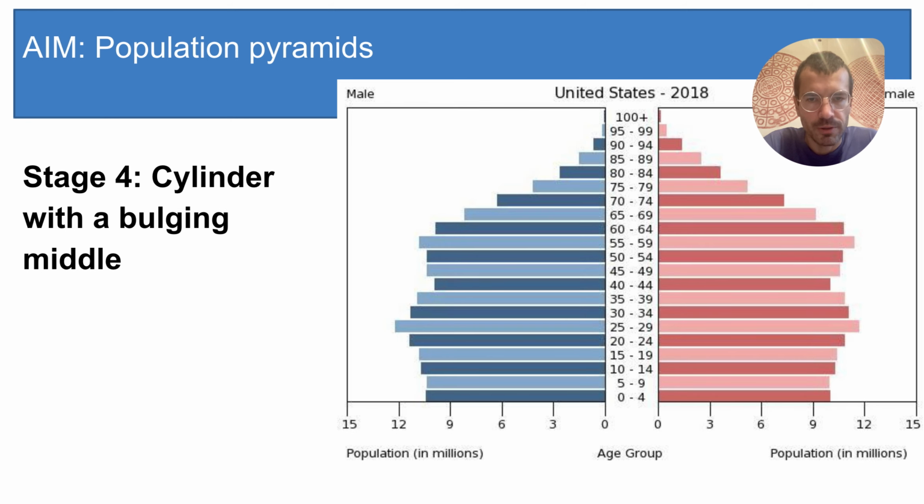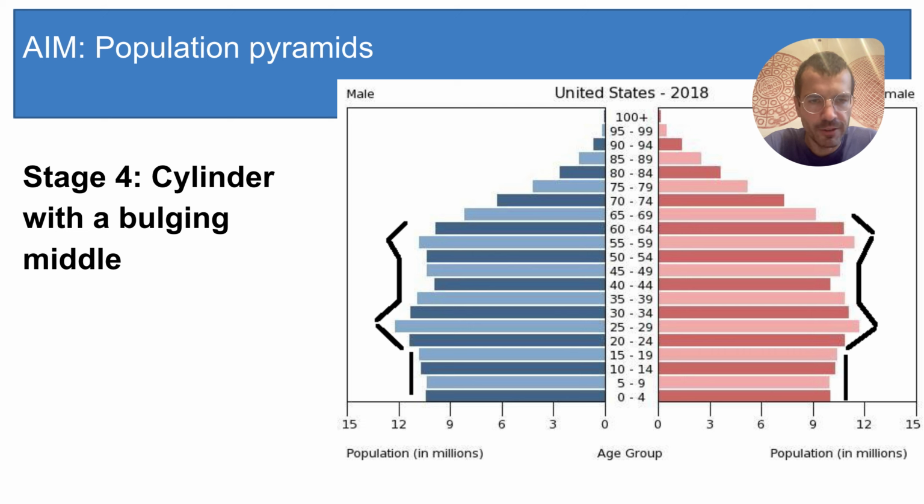Stage 4, cylinder with a bulging middle. At the bottom, we have straight sides. Look at these lines here. But as we get into the Middle Ages, instead of slanting inwards, like in stage 3, they slant outwards. That's the bulge. And this outward slant means that as time passed, women started to have fewer children.